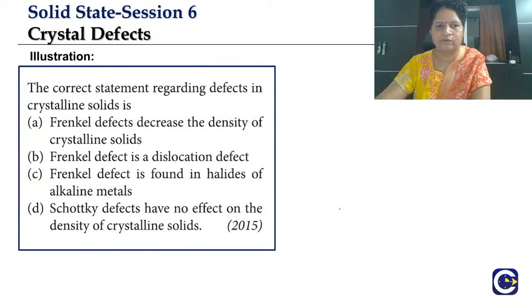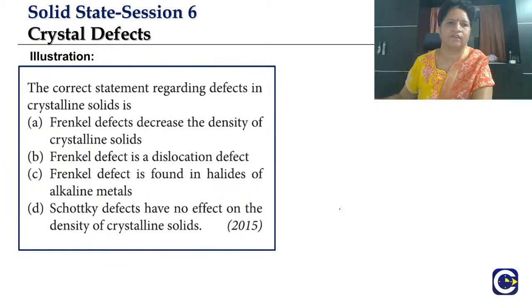Okay, let's do this. The correct statement regarding defects in crystalline solid. Frenkel defects decrease the density of crystalline solids. Is it correct, right or wrong? The Frenkel defect decreases the density of crystalline solids. Arti, is it right or wrong?